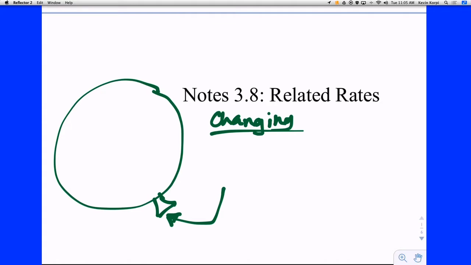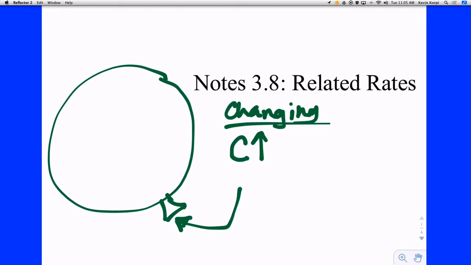What's happening? The circumference is changing. Is it increasing or decreasing? Increasing. Yeah, the girth of it. The circumference is increasing. The balloon's getting bigger. What else? The surface area is increasing or decreasing? Increasing. Okay, cool. What else? The volume on the inside of air is increasing.